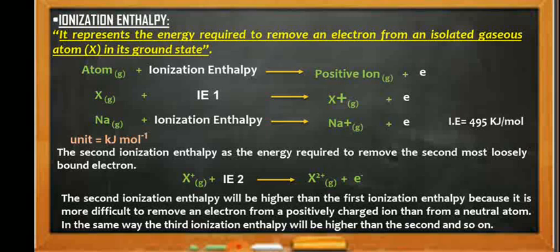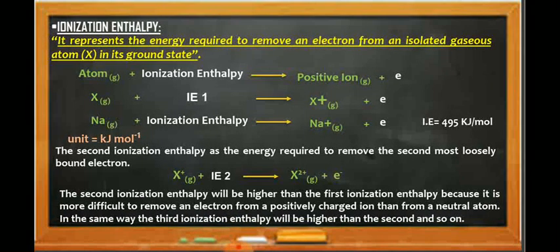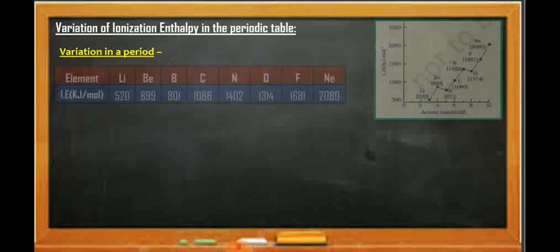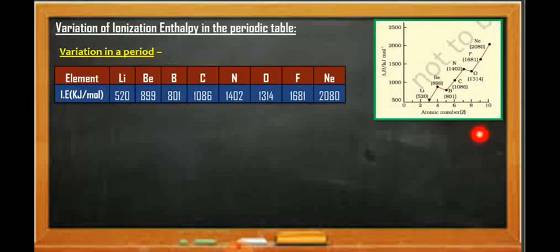Clear? Okay, what is meant by ionization enthalpy? What is meant by first and second ionization enthalpy? Okay, now we'll see the variation of ionization enthalpy in the periodic table, how it varies along the period and how it varies down the group of the periodic table. Here I have taken an example of the second period.